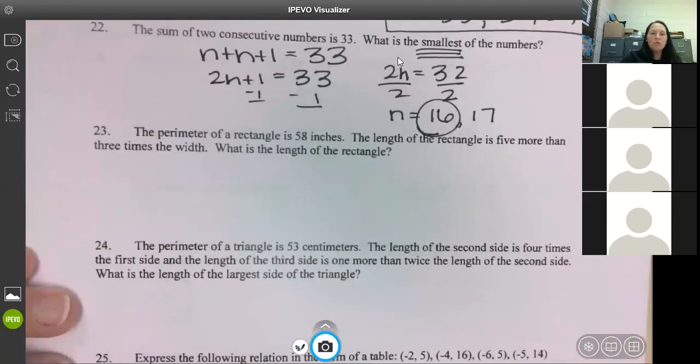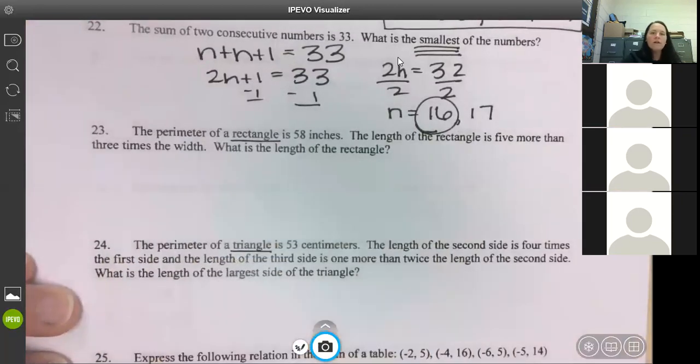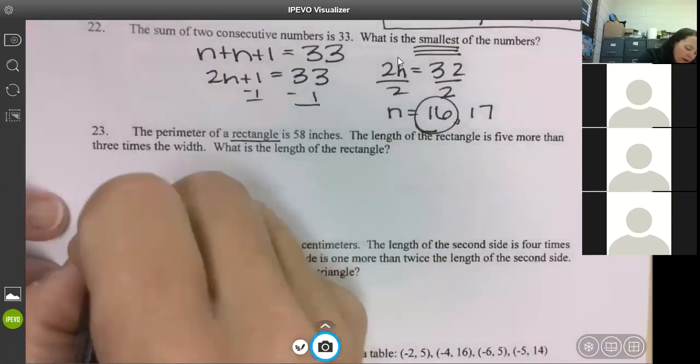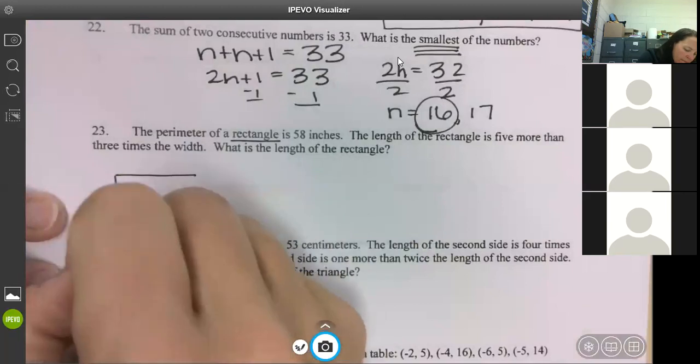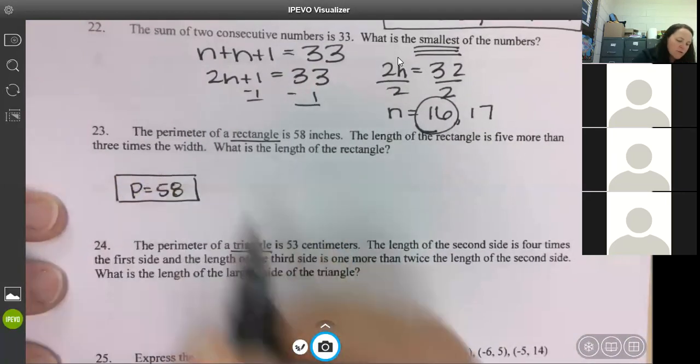So then it goes into perimeter. Be careful what they ask for. One is rectangle, one is triangle. So we're going to draw a rectangle. And remember I told you guys I put the perimeter inside so I don't forget what it is. So the perimeter is 58.